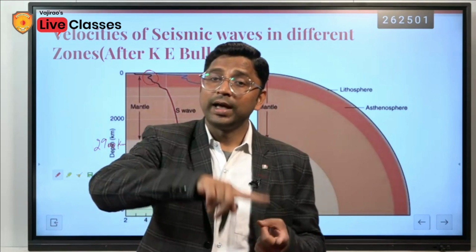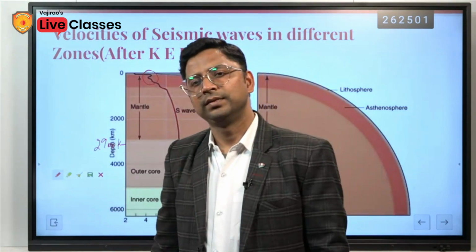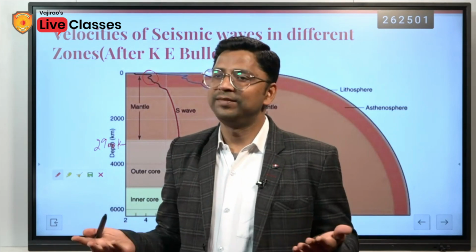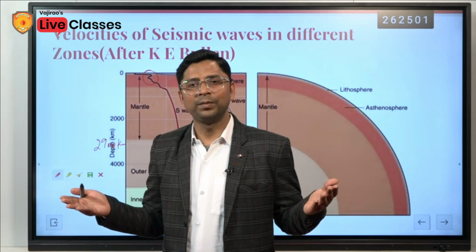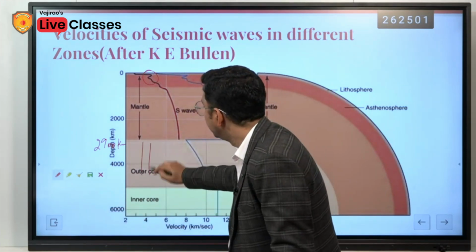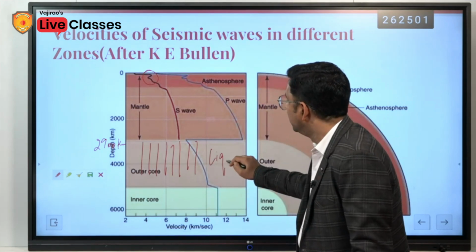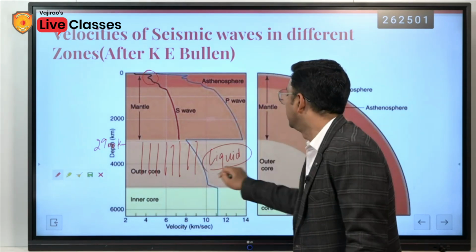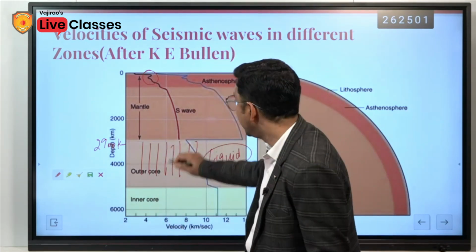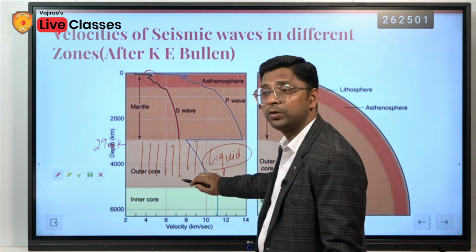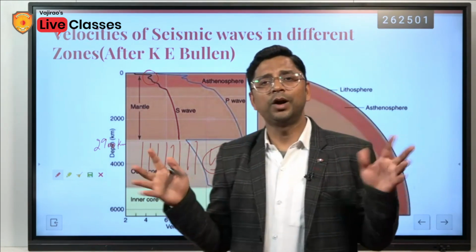And we know that S waves don't travel in liquids. What inference can we draw from here? The very simple inference is that this layer is made up of liquid. The outer core is liquid. Because S waves disappeared in the outer core, they cannot re-enter the inner core. Not allowed.